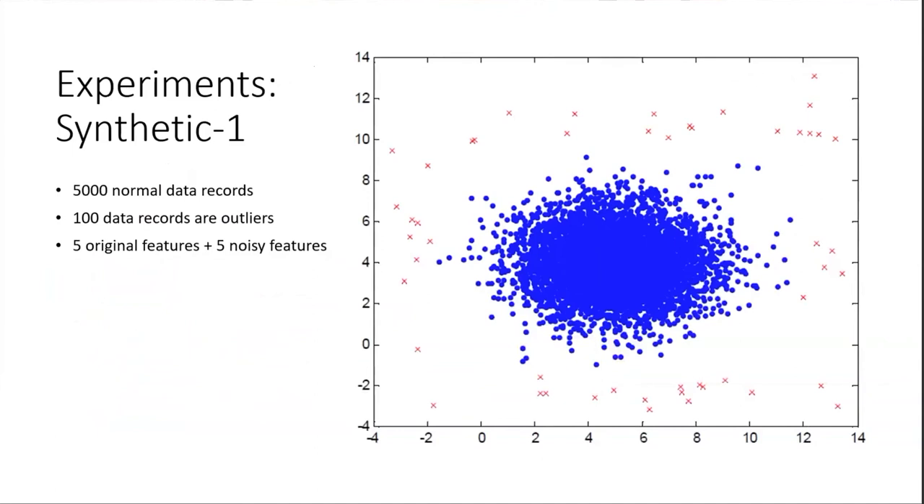The first experiment is performed on some synthetic data sets. The picture shows the projection of the data into a two-dimensional space. Just a few words on how they created these data sets. It consists of 5,000 normal data records and 100 data records which represent outliers, the red points. They generated the blue points according to some Gaussian distribution, and they are quite dense. Then they generated 100 points which are quite spread out and far from the dense blue points. Originally, the data has 5 features, but they also added 5 noisy features. Now we will see why they are considered noise features.